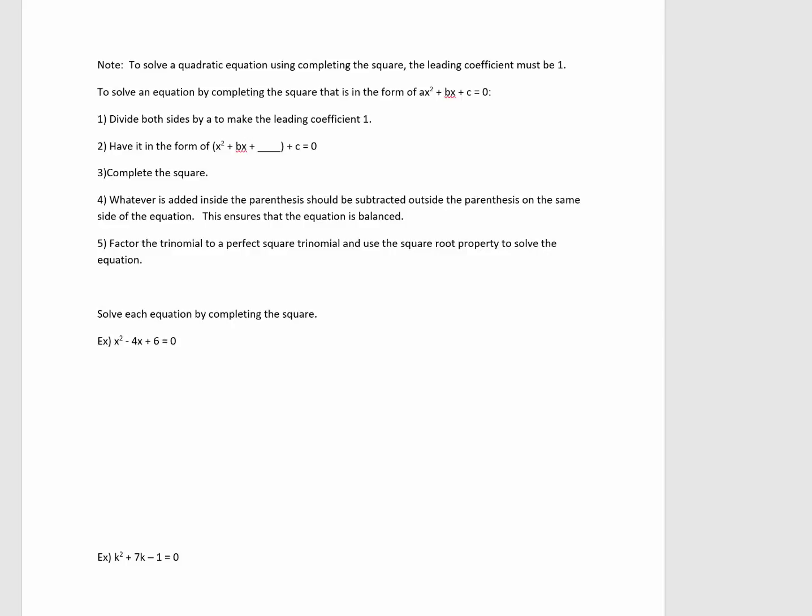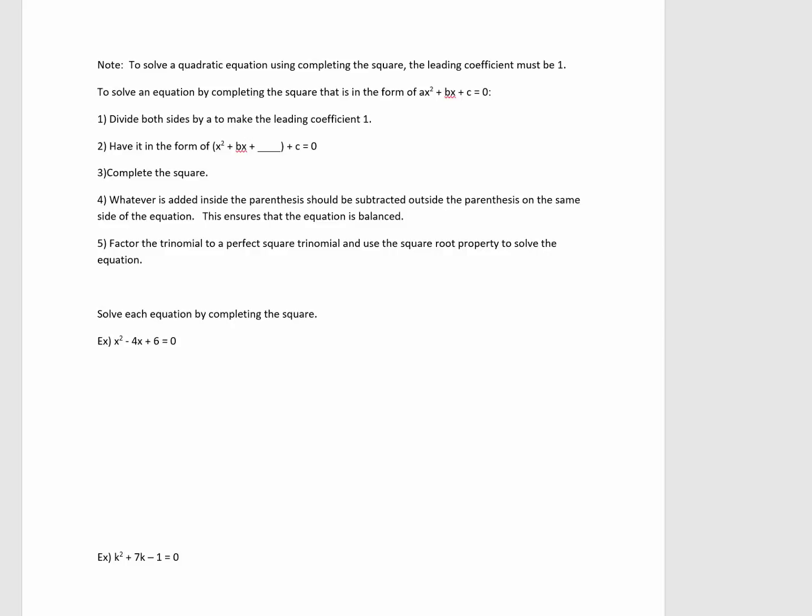Complete the square. Whatever is added inside the parentheses should be subtracted outside the parentheses on the same side of the equation. This ensures that the equation is balanced. Factor the trinomial to a perfect square trinomial and use the square root property to solve the equation.